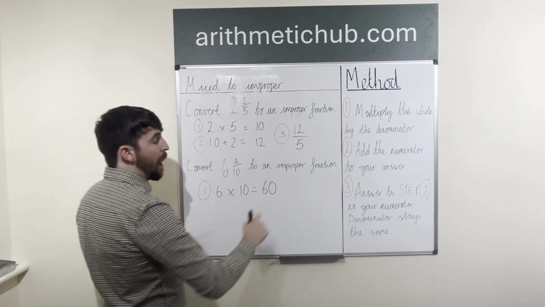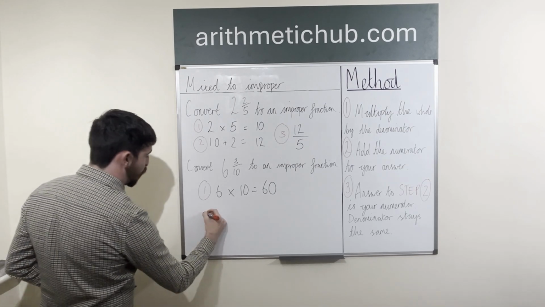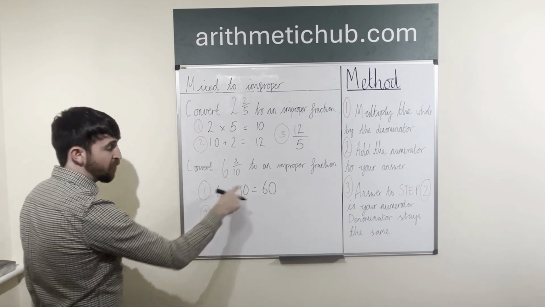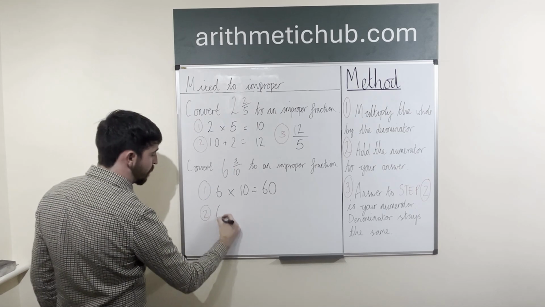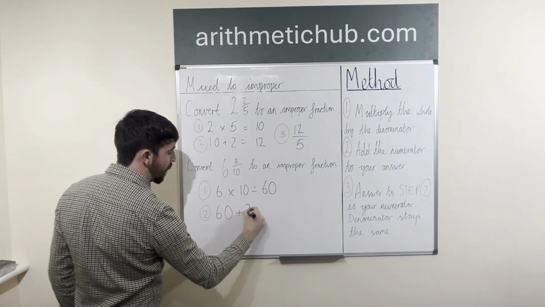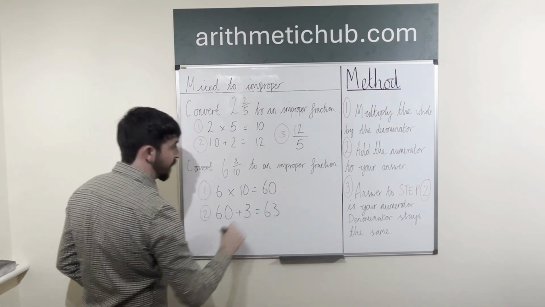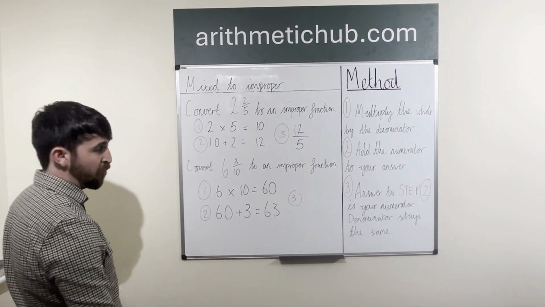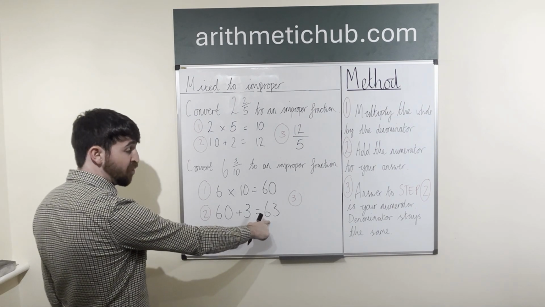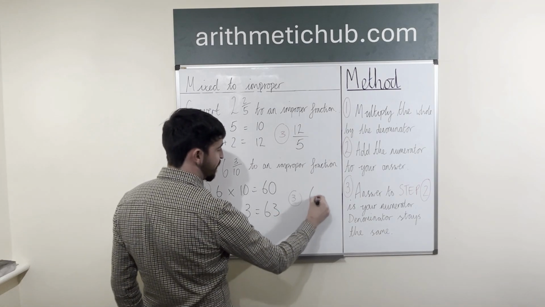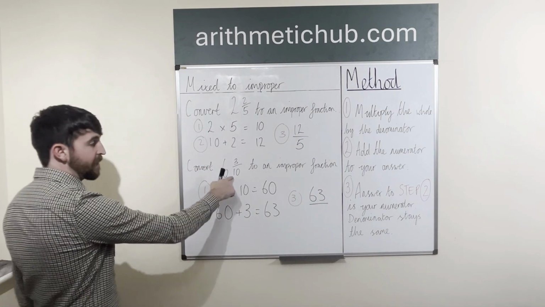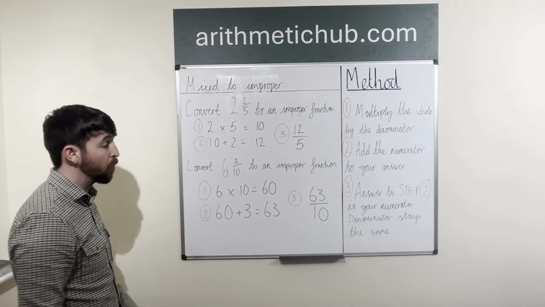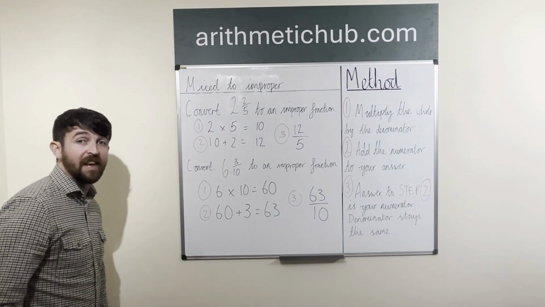Add the numerator to your answer is step 2. So for step 2, we need to add the numerator to our answer. So our answer was 60 and our numerator is 3. So all we would do is 60 add 3, which is going to give us 63. Step 3 says now what we need to do is use our answer to step 2 as our numerator. So our answer to step 2 was 63 and our denominator stays the same. So our denominator was 10, so our denominator is going to stay the same. Okay? And that's how we do mixed numbers to improper fractions.